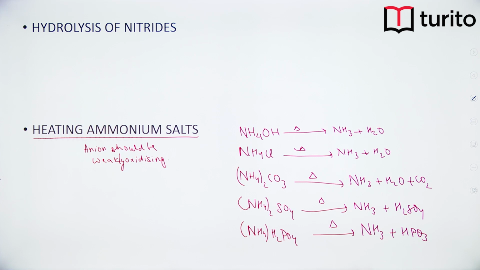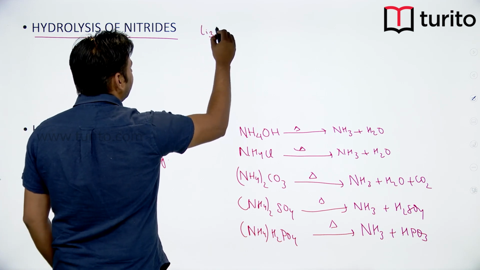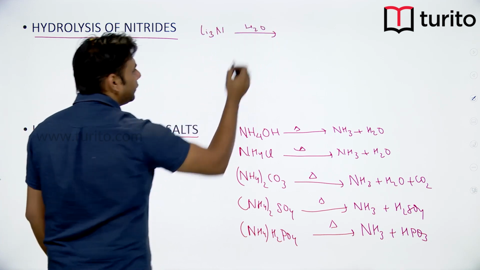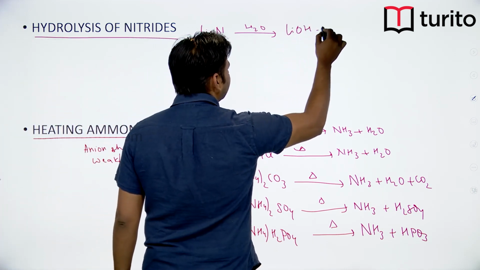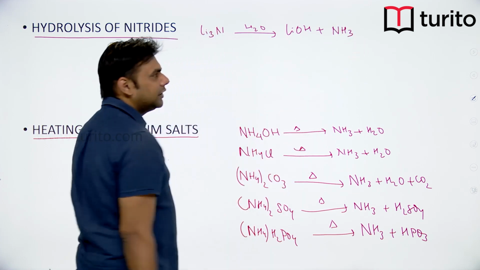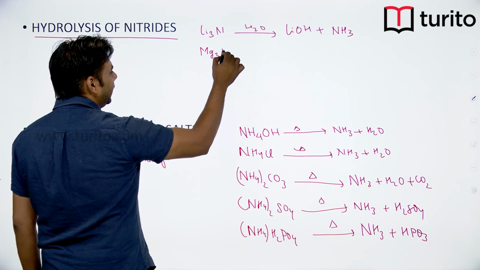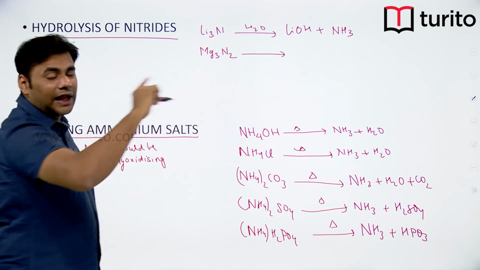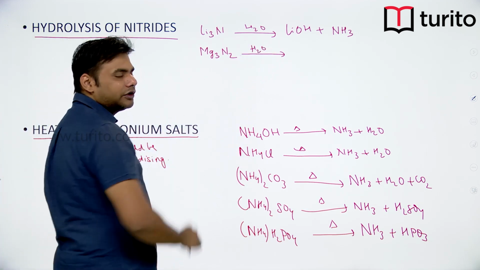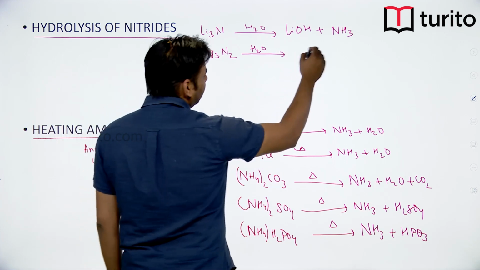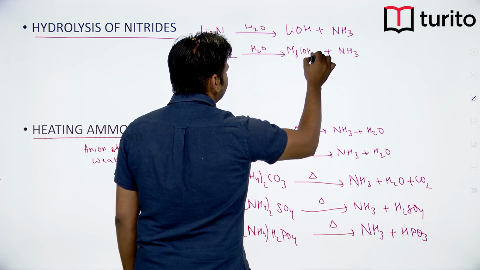Next is the hydrolysis of nitrides. This we have already done. If you take, say, lithium nitride and hydrolyze it, water breaks into H plus and OH negative, and nitrides have N3 negative, so we'll get lithium hydroxide, N3 negative will gain 3 hydrogen and we'll get ammonia. Similarly, if you take a group 2 nitride, Mg3N2, this has Mg2 plus and N3 negative. When you react it with water, it will break into H plus and OH negative, N3 negative will take up the hydrogen and form ammonia, and you will get magnesium hydroxide.